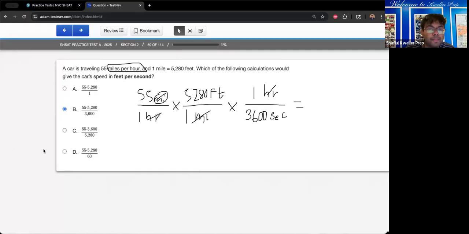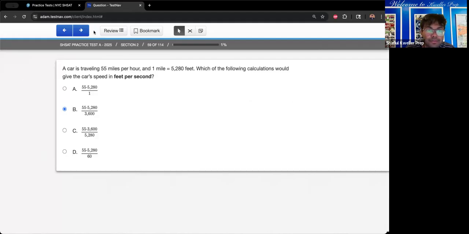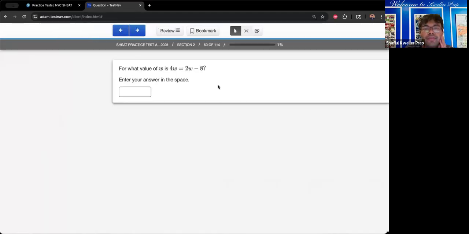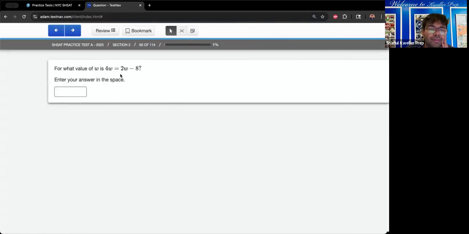Okay, let's move on to the next one. I'm gonna clear the screen. For what value of W is... okay, so this is just solving for a variable. Should be very simple. You want to solve for a variable, isolate the variable to one side. So I would subtract 2W. I'm gonna do this in text. So 4W is equal to 2W minus 8. Subtract 2W on both sides. So 2W is equal to 8, W is equal to 4. Oh, sorry. 2W is equal to negative 8. W is equal to negative 4.